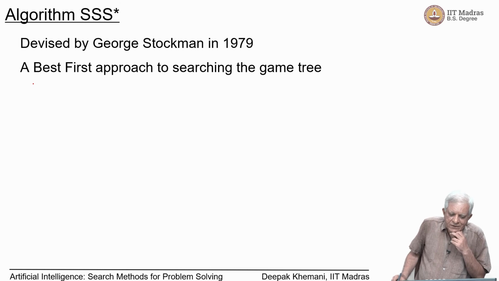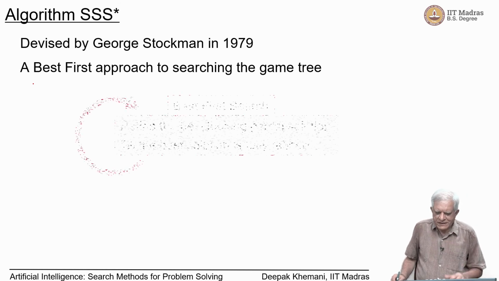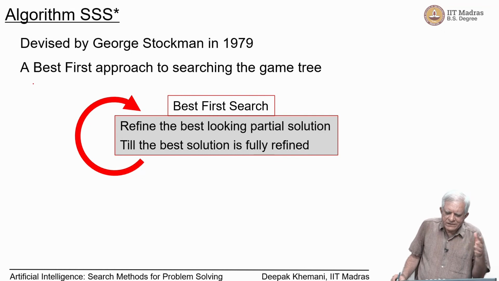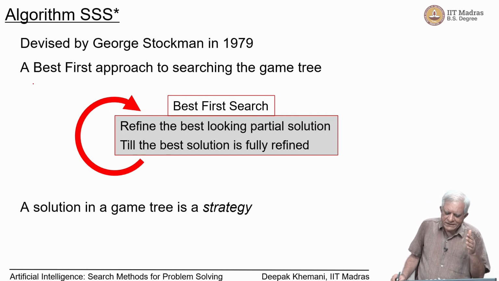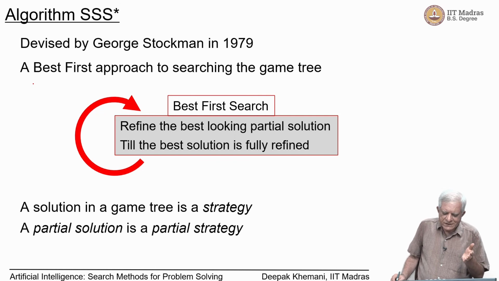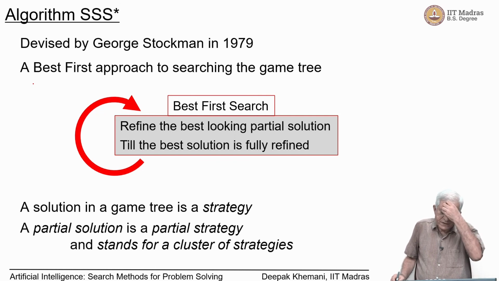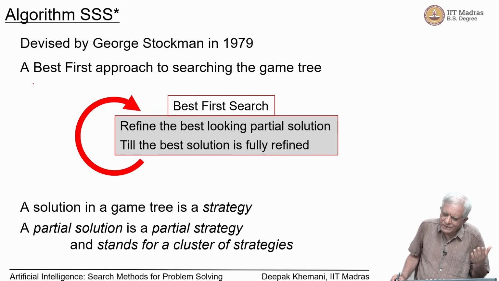and we come to this algorithm called SSS star, which is the best first version of the game searching algorithm for searching the game tree. It was devised much later, in 1979, as you can see, and it being a best first approach, it follows our general best first principle, which says: refine the best looking partial solution till the best solution is fully refined. In this case, a solution is a strategy and a partial solution is a partial strategy, and we have seen that in the previous slide, where there was a partial strategy which was identified by one leaf node called 15 essentially.